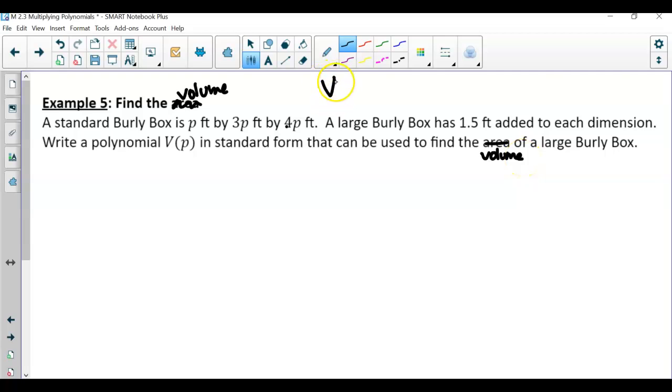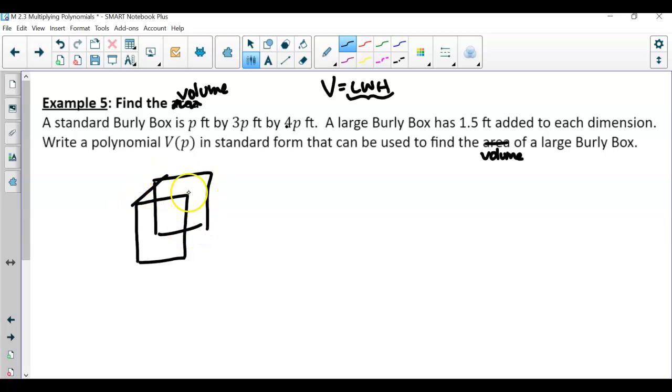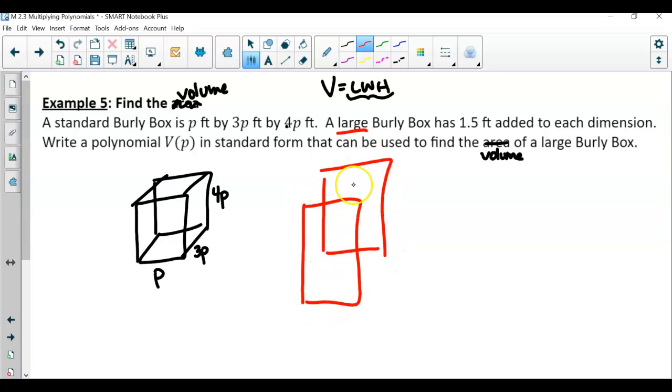So remember, guys, volume of a box or rectangular prism is length times width times height, where we multiply all of our dimensions. So here we've got our standard box. I'm going to just go ahead and draw the standard. So we have that visual of p feet by 3p feet by 4p feet. But then we have the large. So let me go ahead and redraw, but I'll make a large, burly box.